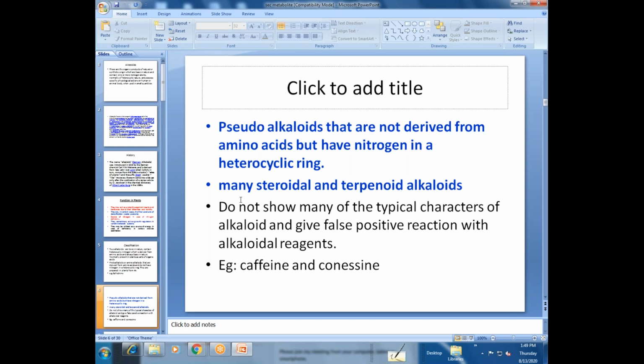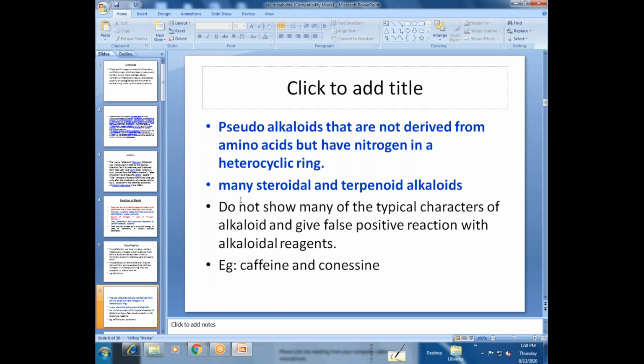The first property of a pseudoalkaloid is that they are not derived from amino acids, but they have a nitrogen in the heterocyclic ring structure, whereas in the proto or amino alkaloid, the nitrogen is not in the cyclic ring structure. Instead, it is present in a side chain. They do not show many of the typical characteristics of alkaloids. One among those is that they do not show the positive reaction for the tests for alkaloids, or sometimes they show a false positive reaction for the alkaloidal reagents.